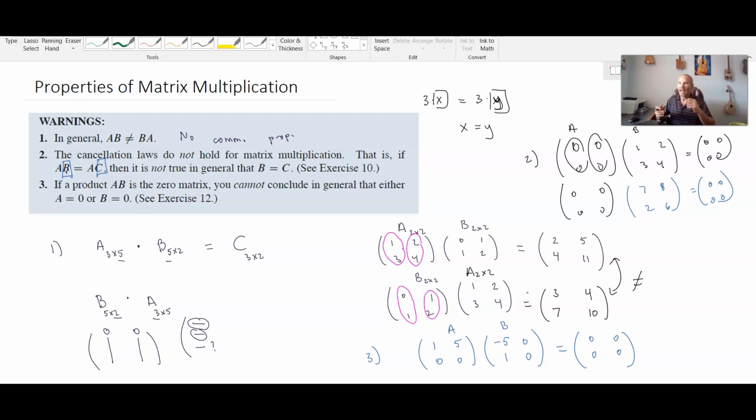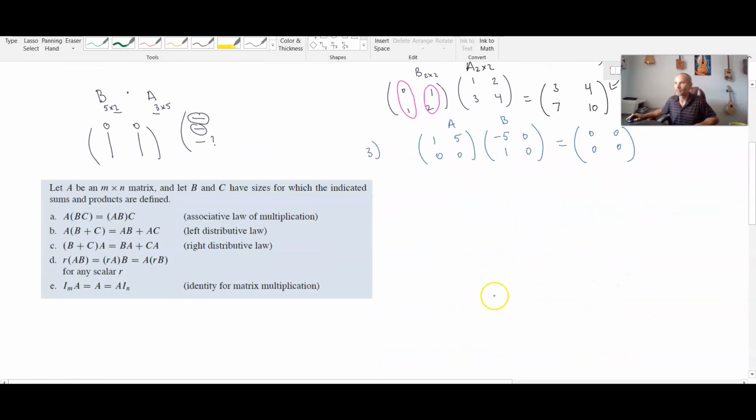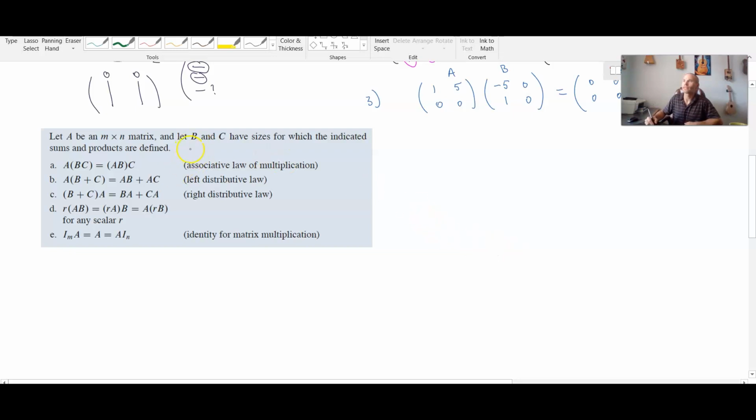So interesting features, and this is because of the way we multiply. The fact that we're taking A and multiplying A by each of the columns of B, that idea of vector matrix multiplication makes this property a little bit different. Now, in this argument, we're going to say that A is an m by n matrix, and B and C have sizes for which the indicated sums and products are defined. So the associative law, we won't go through this specific proof, but we'll make kind of a dimensional argument. Let's say that in property A, A is 2 by 3, B is 3 by 4, and C is 4 by 2.